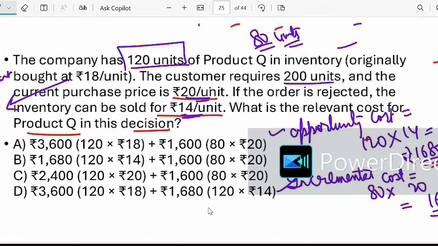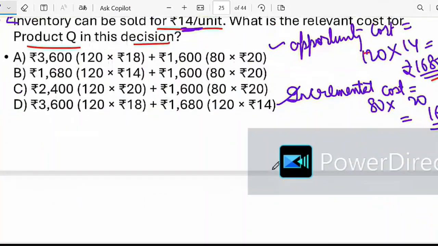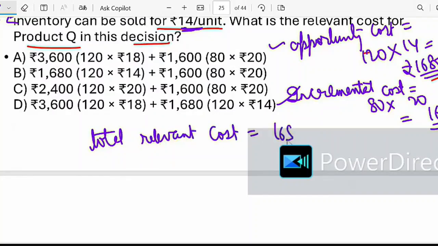Remember, in decision making, we have to decide what is relevant cost. So what is the total relevant cost? Can you do the calculation? The total relevant cost is 1680 plus 1600, which is 3280. Right. So which is the correct answer? Option number B is the correct answer.